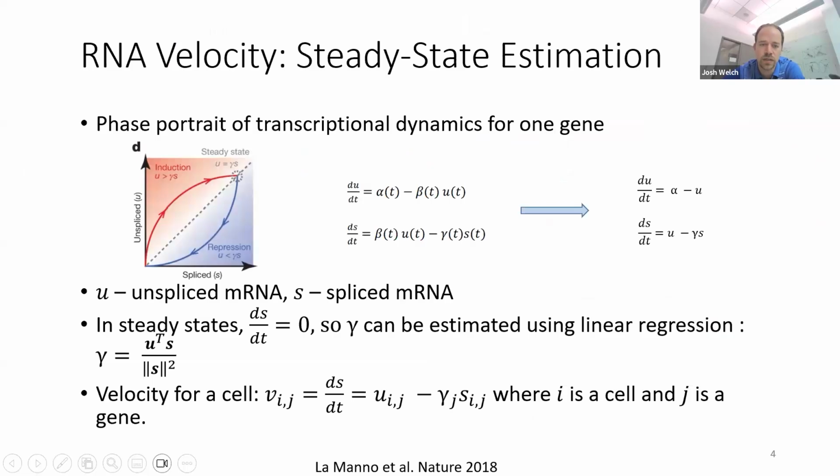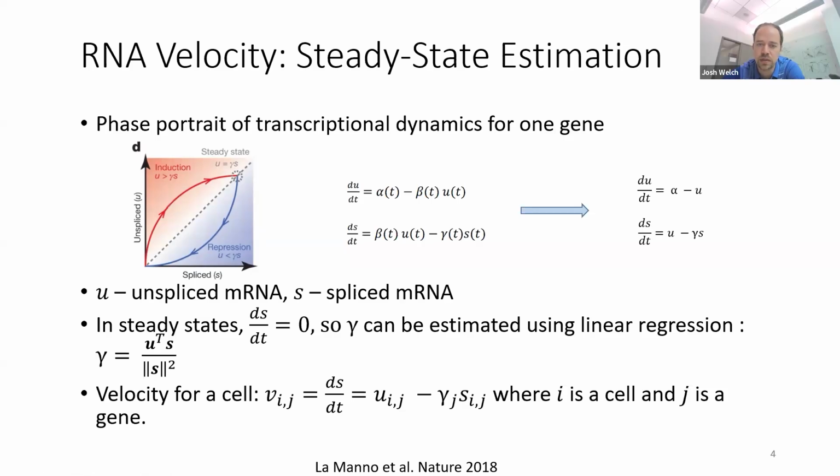So the initial RNA velocity paper formalized this idea. They had the really nice insight that this is possible. And then their approach for estimating the parameters of the differential equation system was basically to make a steady state assumption. And this allows basically solving for the degradation rate in closed form using regression. You can estimate it with linear regression.